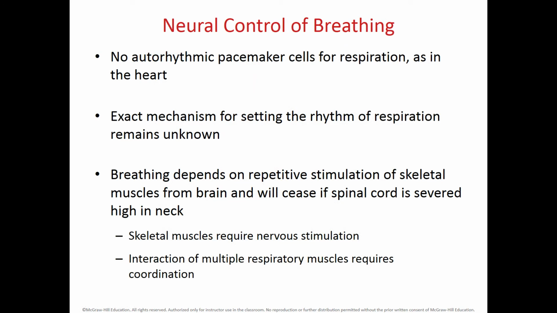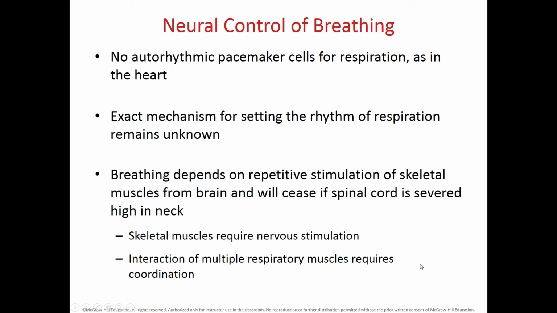Now for the neural control of breathing, we don't have autorhythmic pacemaker cells for respiration as we do in the heart. So we have to use these centers within the central nervous system that help to control the rhythm of respiration. Now we usually have between 15 to 16 breaths per minute, and breathing will depend on the repetitive stimulation of your skeletal muscles from the brain, and it will cease if you have damage to your spinal cord above the neck.